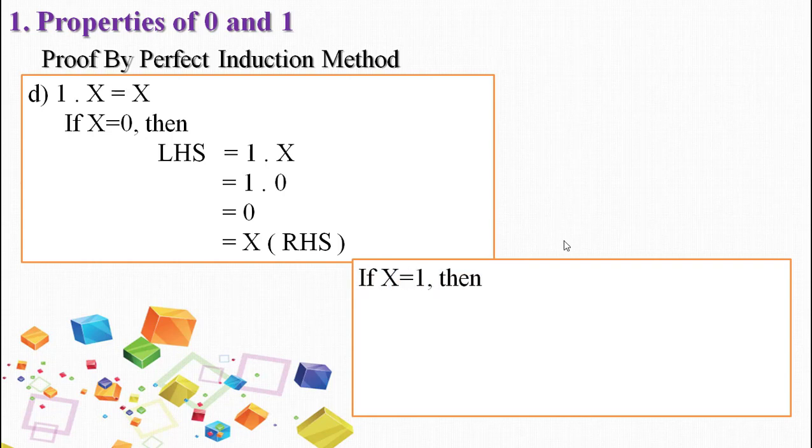Then assume the value of x is equal to 1. Then take the LHS, that is 1 multiplied by x. Next you substitute the value of x, that is 1 multiplied by 1. As you know, 1 multiplied by 1 is 1. That is the value of x that you have assumed. That is nothing but the RHS. This is called the proof by perfect induction method.